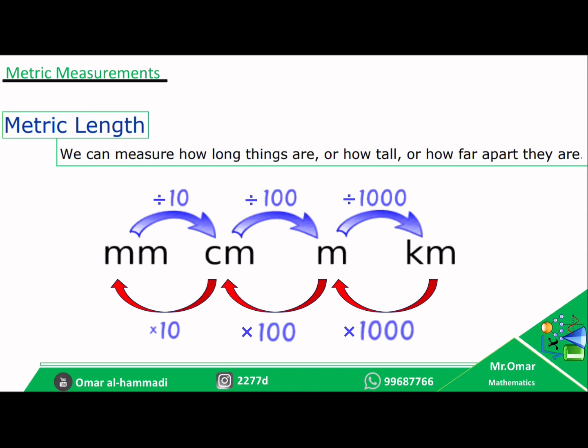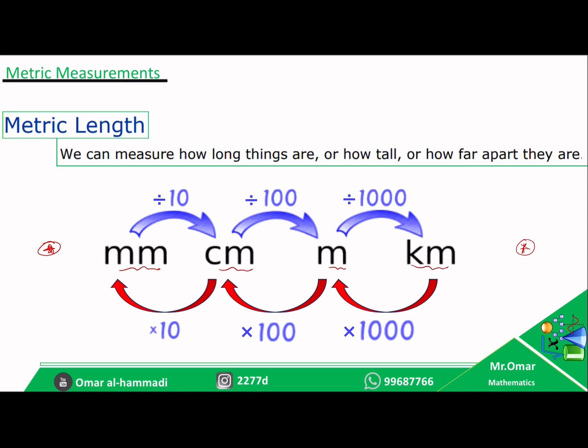Metric measurement. This is for lengths. For example, first of all, we have a metric length. Metric length, which is the length. Just please memorize that one. This is the shape, you have to memorize it and everything will be easy for you. This is for the millimeter, centimeter, meter and kilometer.